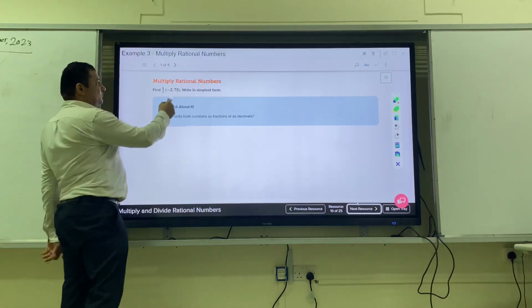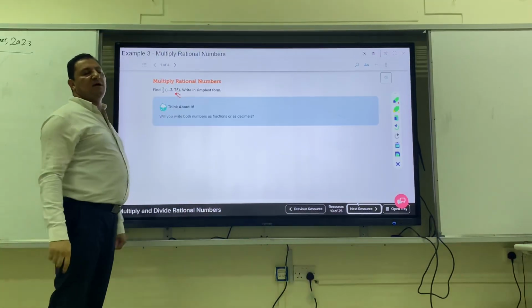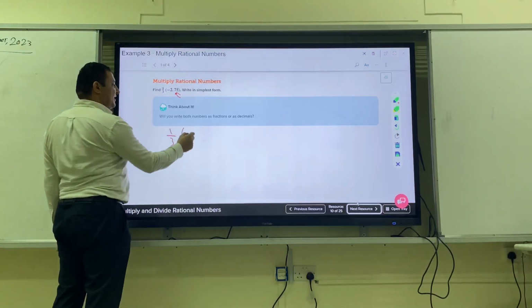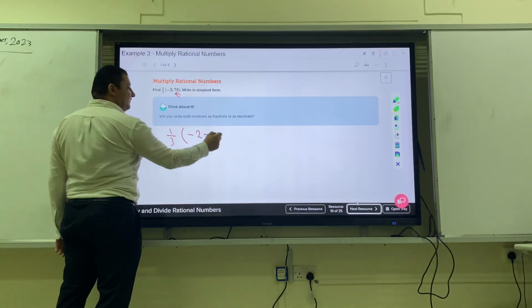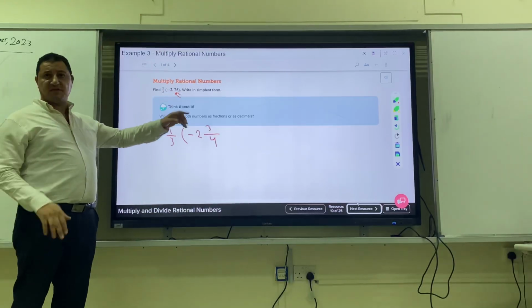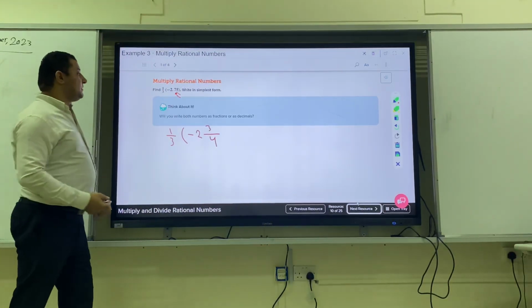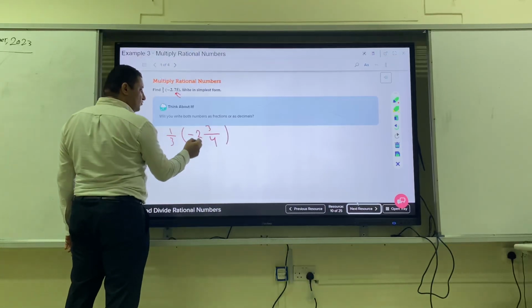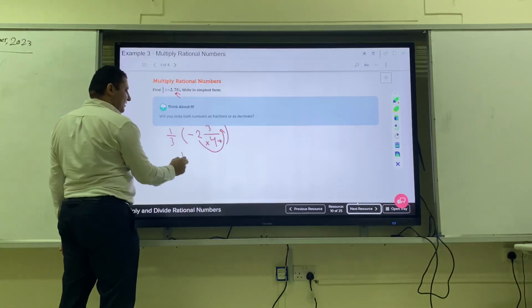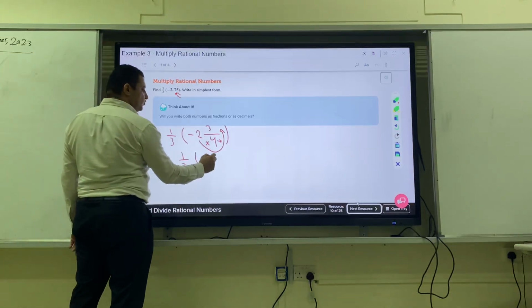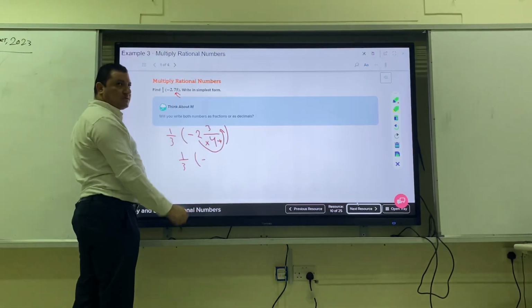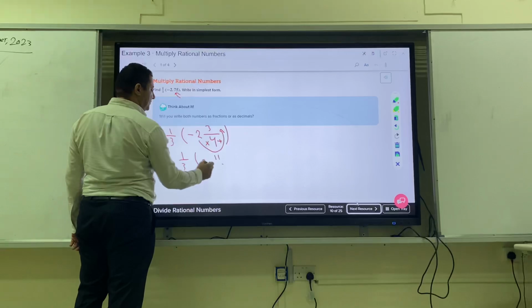I realized that this is easier to turn into a fraction or a mixed number. So 1/3 multiplied by negative 2.75 is the same as negative 2 and 3/4. I think you are aware that 0.75 is the same as 3/4, yes? Now, the game is to convert this into an improper fraction by multiplying and adding. 2 times 4 is 8, plus 3 is 11 quarters.